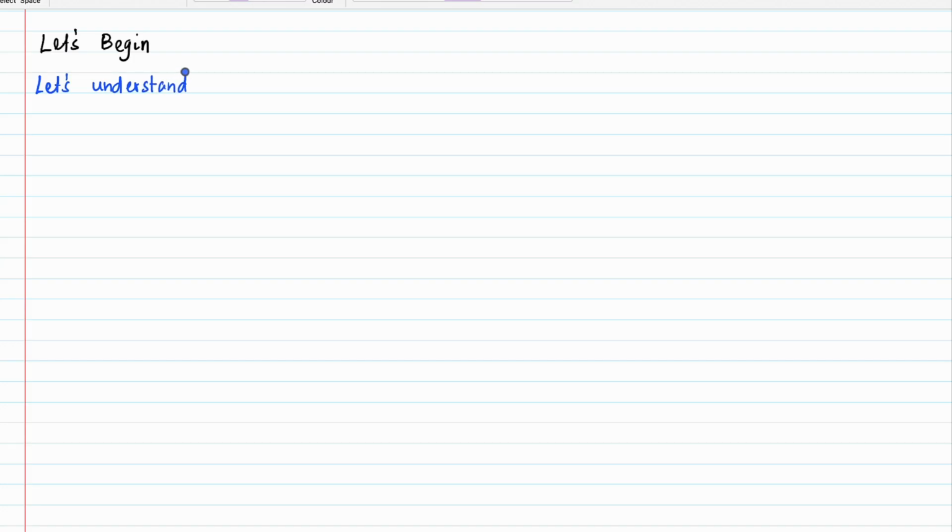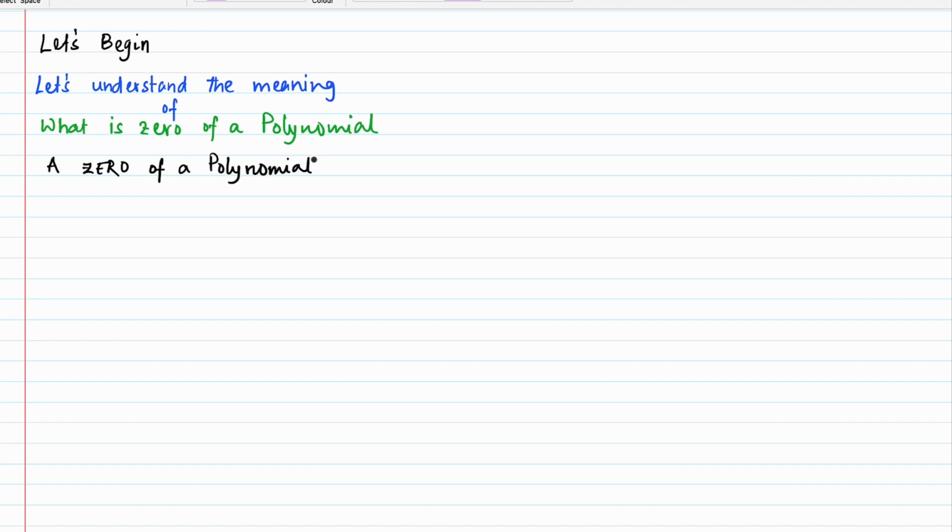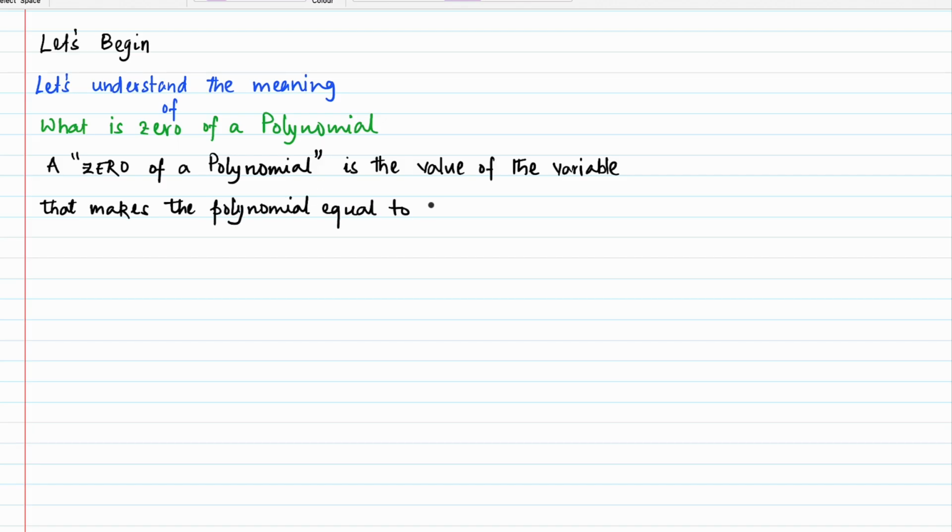So let's understand the meaning of what is the zero of a polynomial. This is very important because on the basis of that we will solve a lot of problems. So a zero of a polynomial is the value of that particular variable x in the polynomial that makes the polynomial equal to 0.